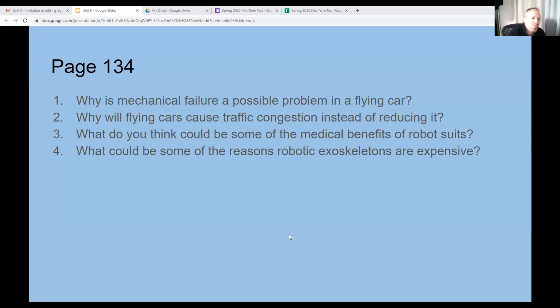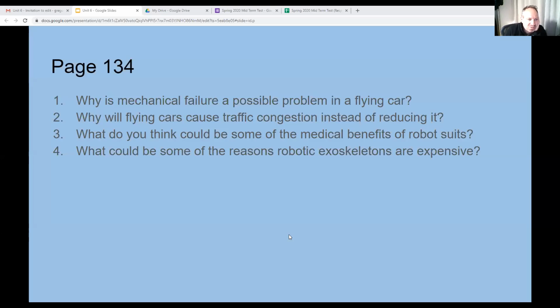So question 1, why is mechanical failure a possible problem in a flying car? Well, I think pretty obviously, if you have a mechanical problem in a regular car, you can just pull to the side of the road. If you're up in the middle of the air and you have a problem, you're going to fall down and injure yourself and possibly worse, maybe cause some permanent injury like death. So obviously it's extremely dangerous. You need to make sure the safety issues are taken care of.